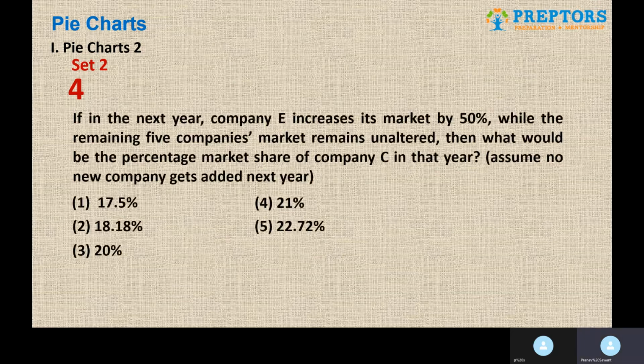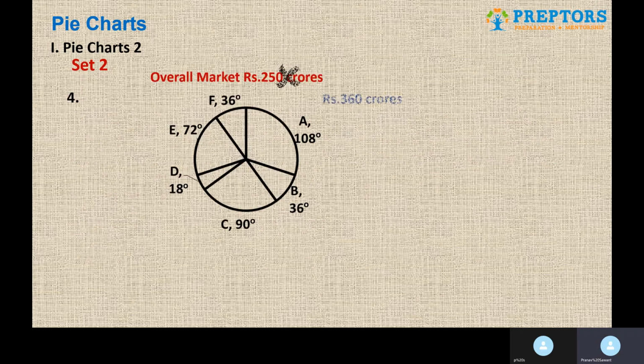If in the next year, company E increases its market by 50%, while the remaining 5 companies' markets remain unaltered, unaltered means unchanged, then what would be the percentage market share of company C in that year? Assume no new company gets added next year. Now guys, for our calculation convenience, we will assume that the overall market is not 250 crores, but 360 crores. Because if we consider 360 crores, then we can do the calculations very easily.